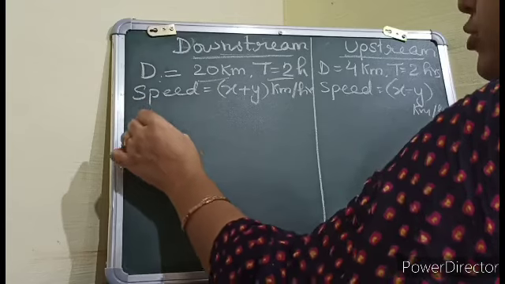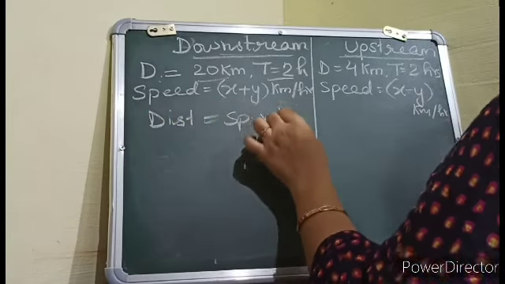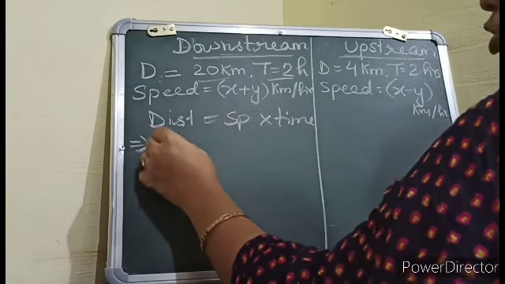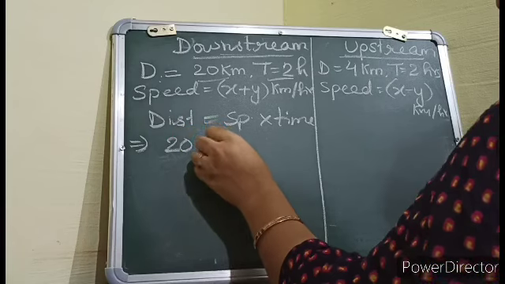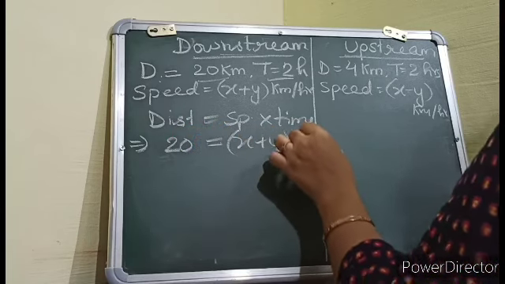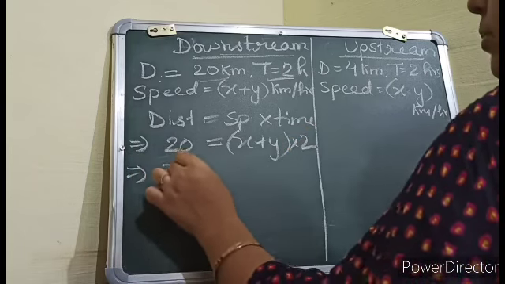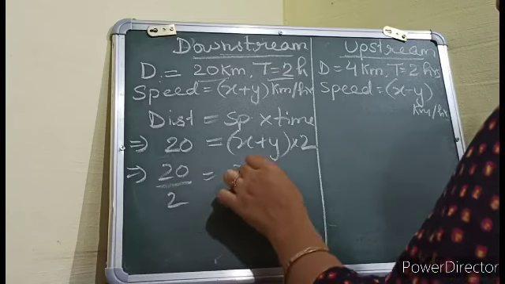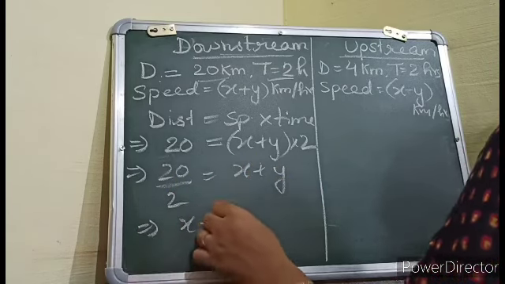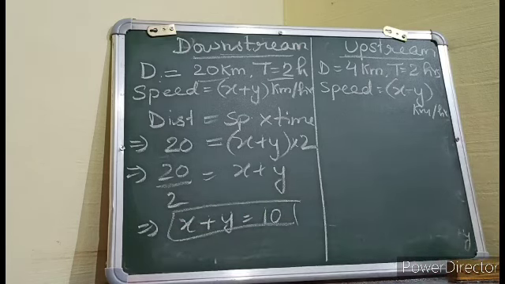Now the general formula that you have read, distance is equal to speed into time, we will apply here to form the equation. So distance is 20 kilometers is equal to speed, x plus y, into time, 2. So 2 will go that side. 20 divided by 2 is equal to x plus y. So x plus y is equal to 10. This will be our first equation.